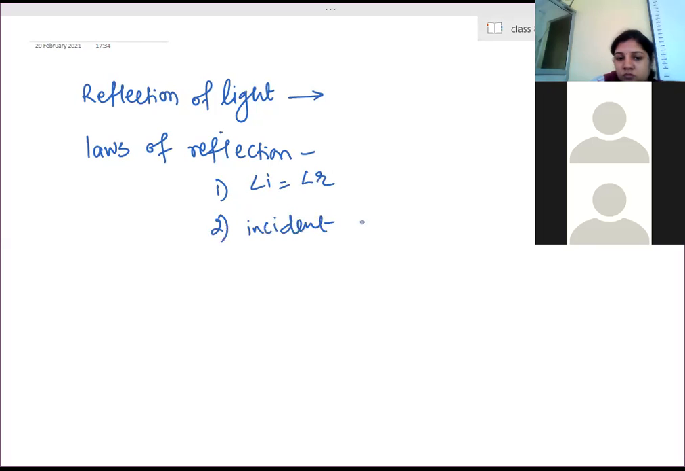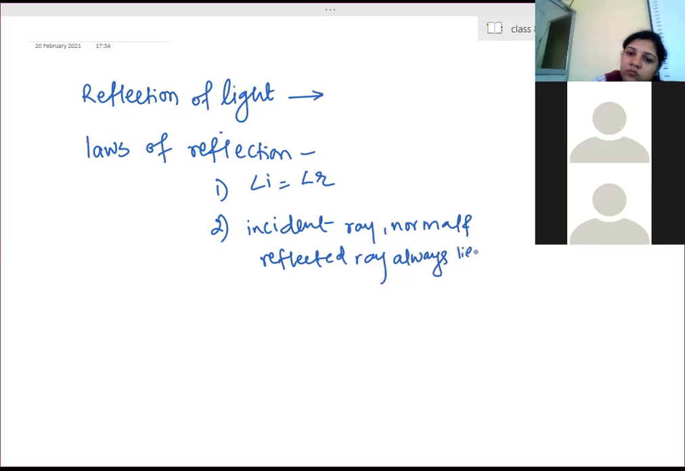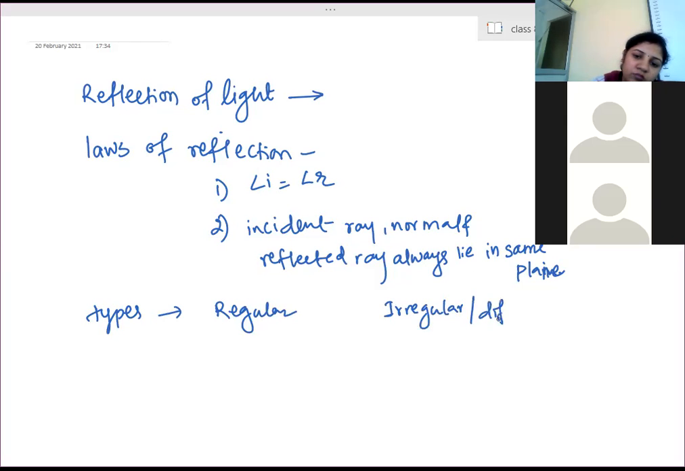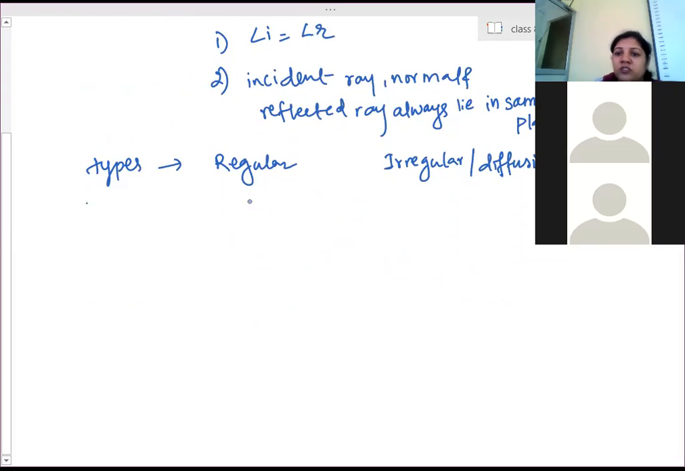Regular and irregular. Yes. Types of reflection are regular and irregular or diffused. Most of the students have made mistakes in this. You have to explain always. You are not supposed to draw only a diagram and leave it. You have to explain as well.